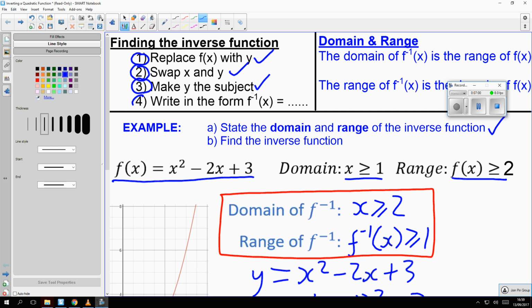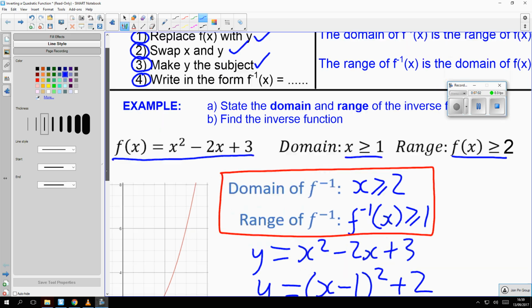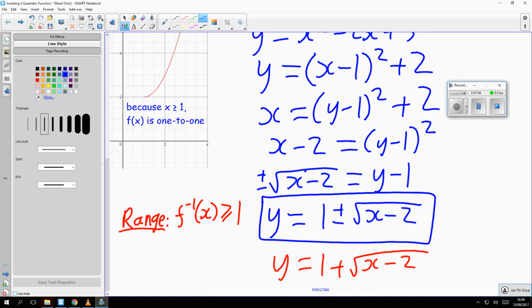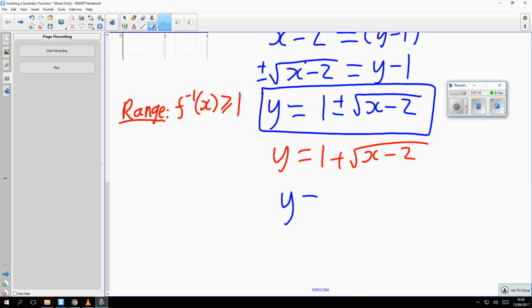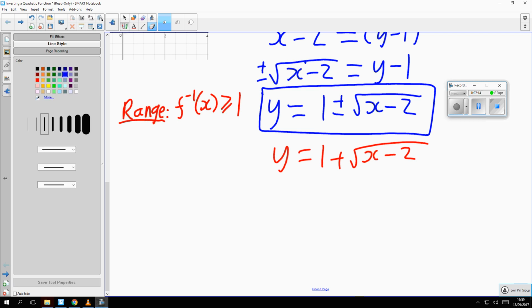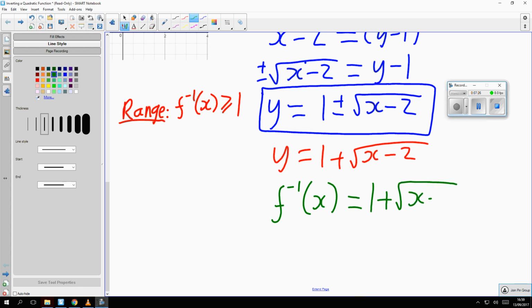We've made y the subject. We now just need to write our answer in the correct form, which doesn't have a y. It should have the symbol f inverse of x. So I've made a mistake there, started with a y. That's exactly what I don't want to do. I want to replace the y with f inverse of x. And that's our inverse function.